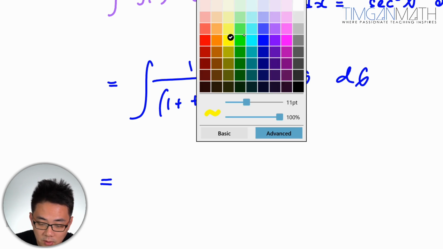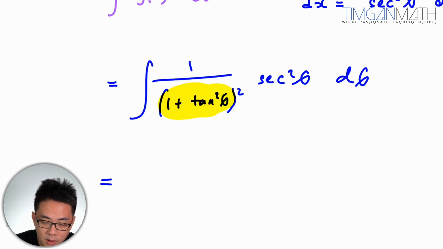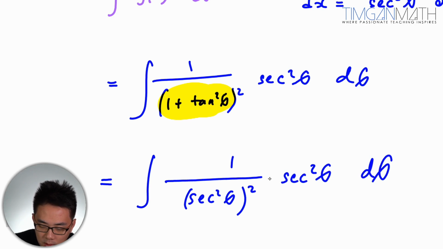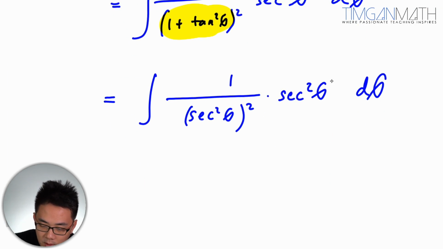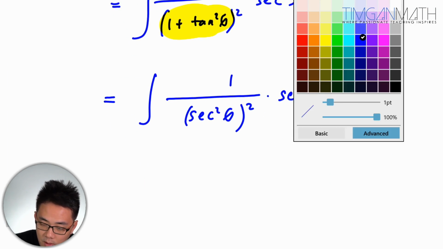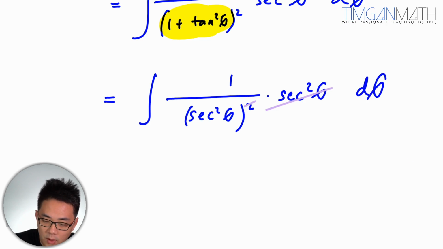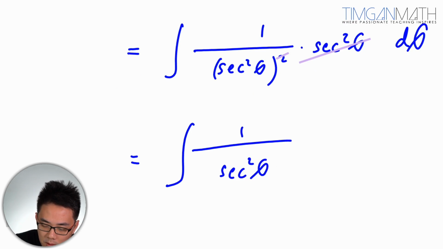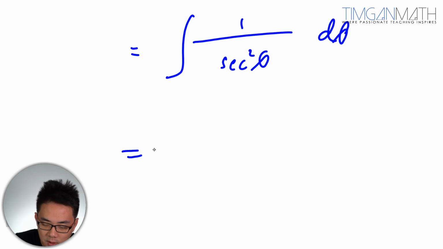We know that this is secant square theta by the formula. So this is 1 over secant square theta squared, times secant square theta d theta. So when you cancel it out, this will just be 1 over secant square theta. Rearrange it. This will just be cosine square theta.